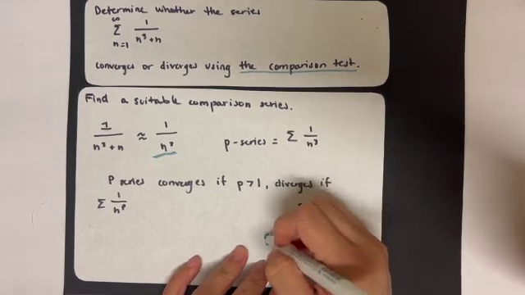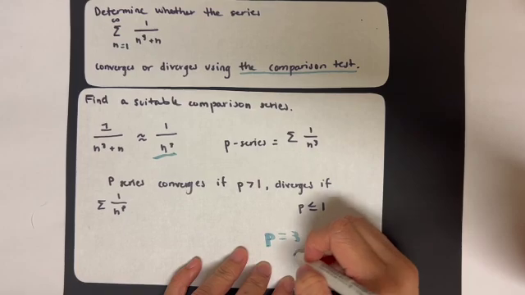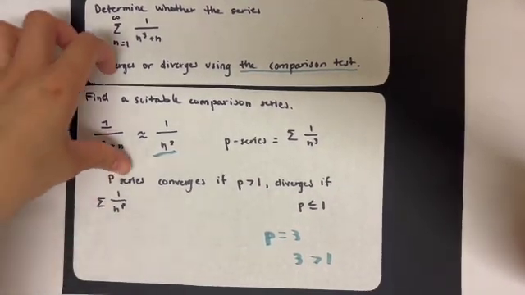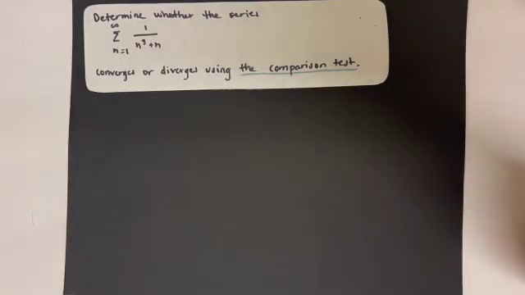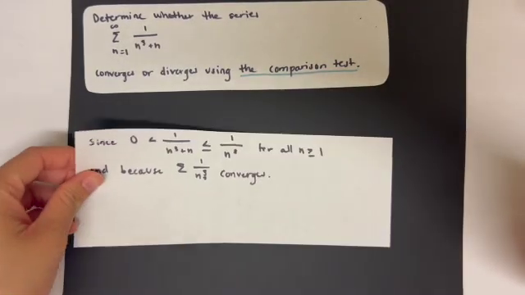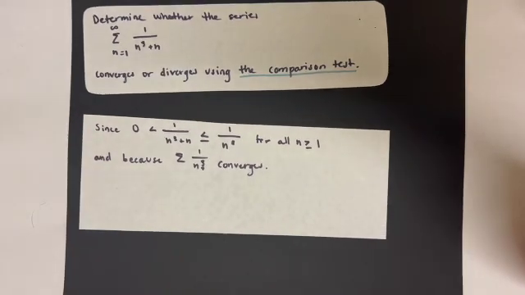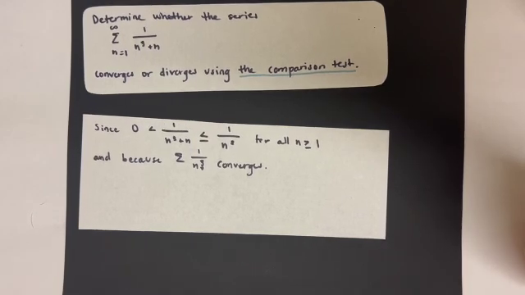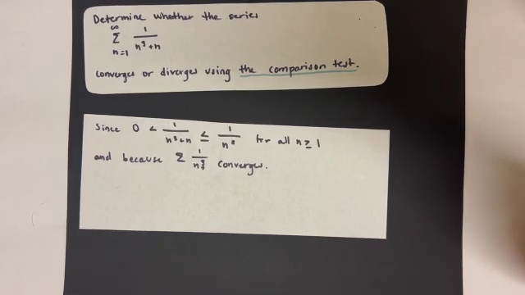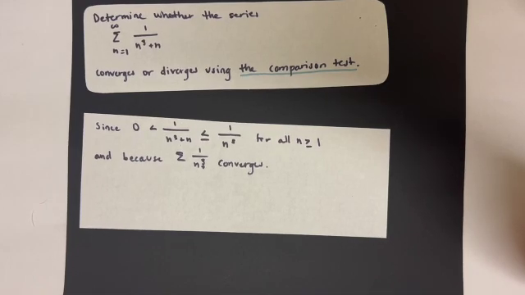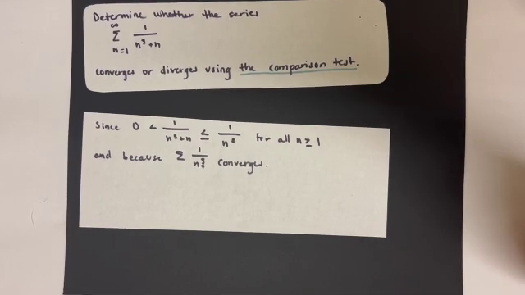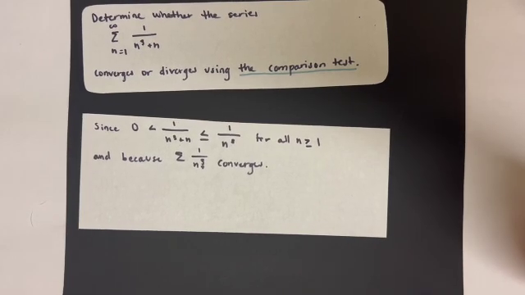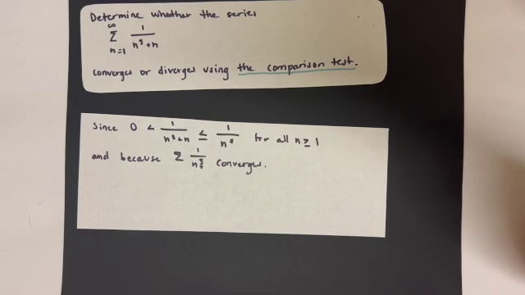Because p here is equal to 3 and 3 is greater than 1, we know that our p-series converges. Going off of the comparison test, because our original series 1 over n cubed plus n is less than or equal to 1 over n cubed for all values of n greater than 1, and because the p-series converges, this means that our original series 1 over n cubed plus n is also convergent by the comparison test.